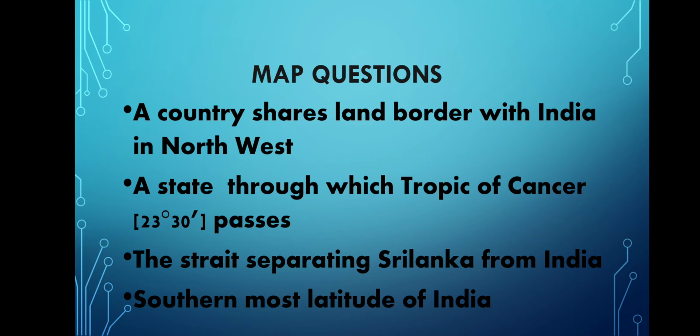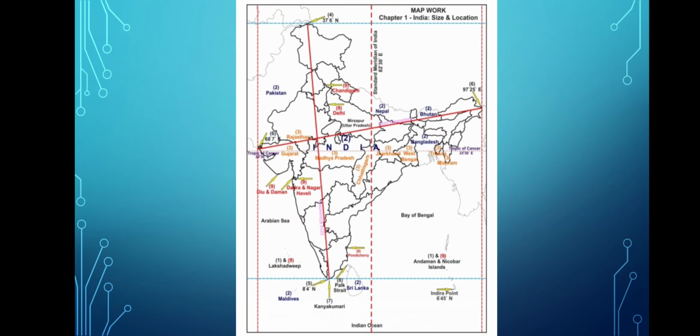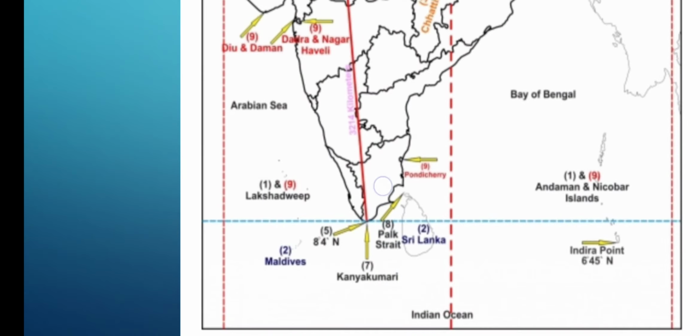Next question, southernmost latitude of India. In the previous slide I have already shown the southernmost latitude, that is 8 degree 4 minute north, which is touching the extreme point of Kanyakumari. So that is the southernmost latitude of our country. Here Kanyakumari is located and it is the southernmost latitude of India.